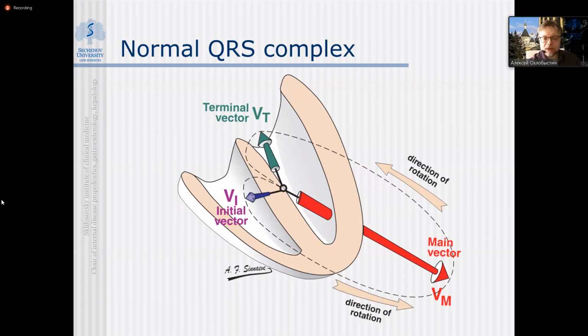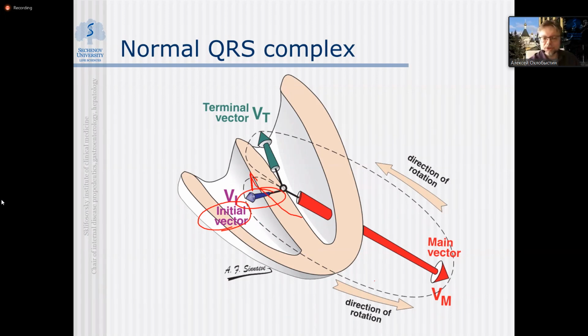For the ECG, what we need to assess is some kind of summation of the vectors. All of them, unfortunately for us, are three-dimensional vectors. They're not planar, and the heart is a three-dimensional object. There will be some kind of a circle formed by those vectors. The vector of activation of the septum, the initial vector of the ventricular complex, goes from the left to the right and upwards, away from the apex and somewhat rightwards.